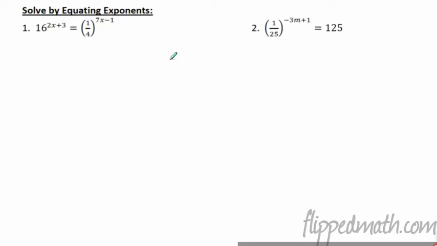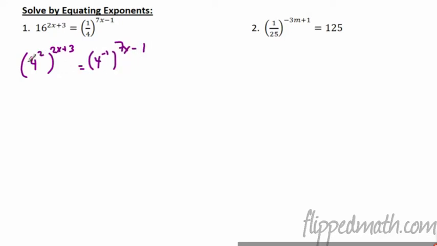16 to the 2x plus 3 equals 1/4 to the x minus 1. Now, this says solving by equating exponents. How are we going to equate those exponents? Well, we need a common base first. So I look at 16 and I look at 1/4 and I see 4 as a common base. So I'm going to rewrite this with a common base. 16 is 4 squared, and I'm going to keep that 2x plus 3 as an exponent there. And then how can we write 1/4 using an exponent on 4? That would be 4 to the negative 1. And that's x minus 1.